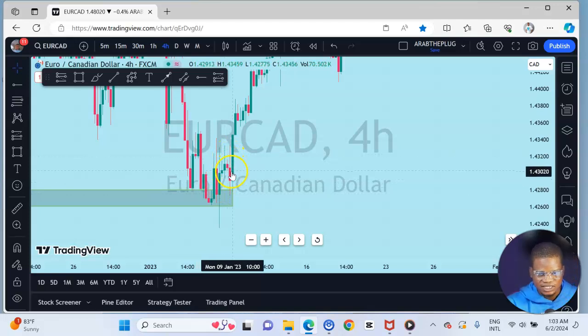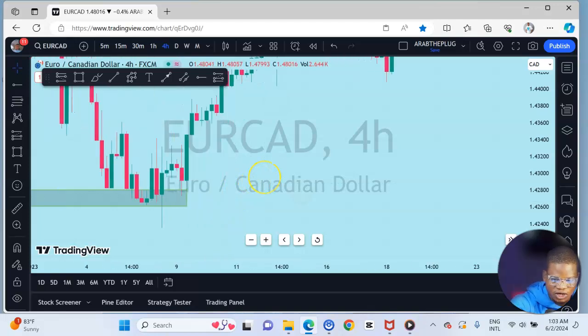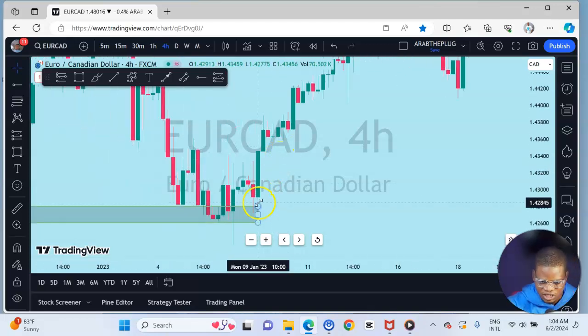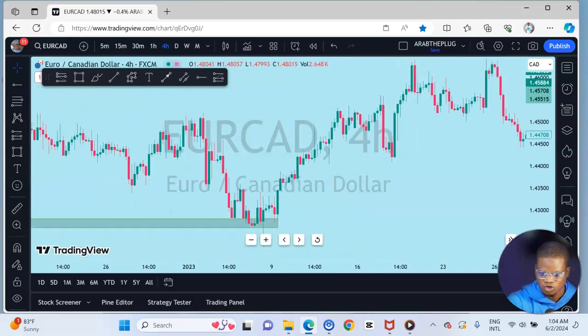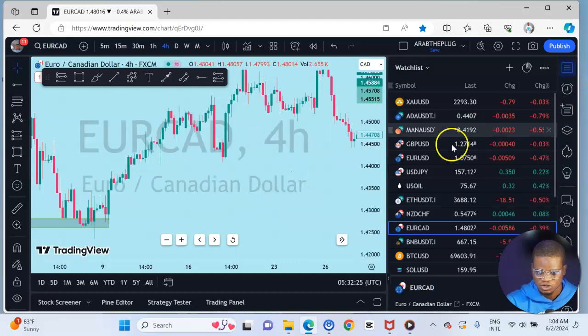Then after it, we now have a tweezer bottom. This candlestick pattern is a tweezer bottom. You can see this is the first bearish candle. This is a bearish candle that signifies the price coming down, followed by a bullish candle that also has a very long wick rejection or shadow rejection right here. And what happened after it? Market starts going up.